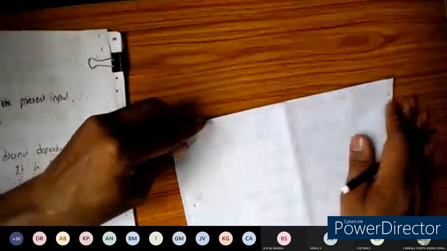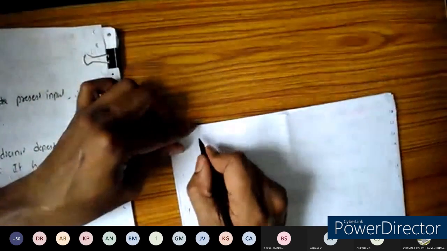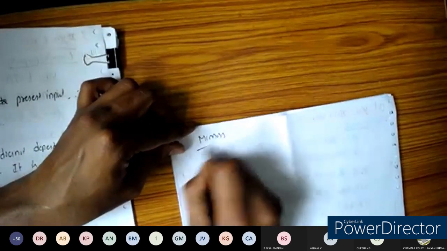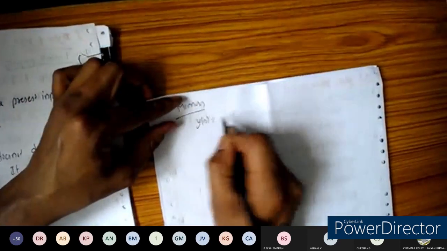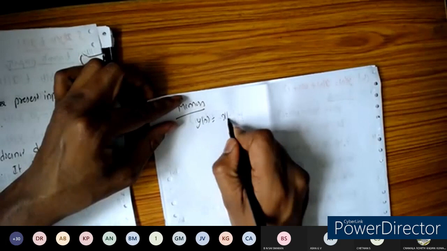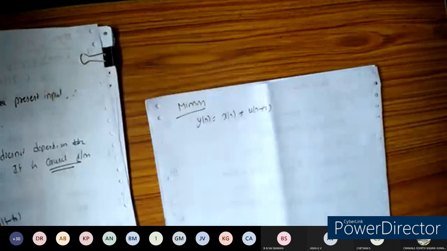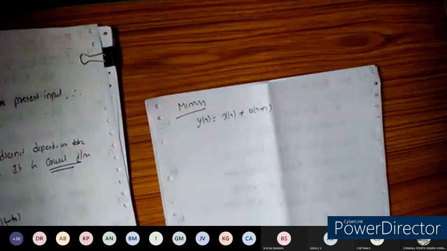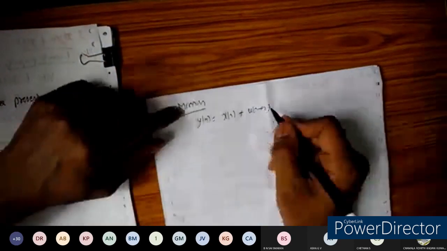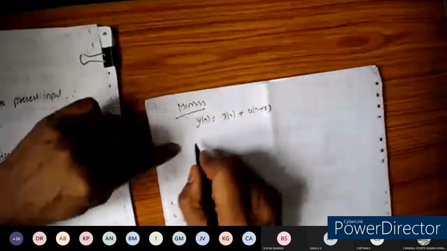Next, let us verify for the memory. So we have y of n is equal to x of n plus u of n plus 1. So let us verify the memory here.